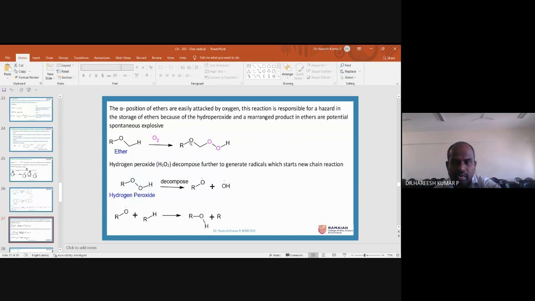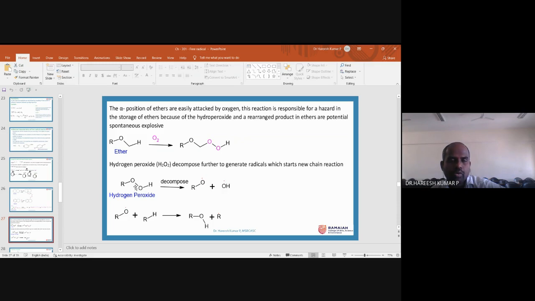What you can say is that, of course, this is an ether and this is a peroxide. Alpha-hydroxy ethoxy peroxide will be the product. And one more thing, the hydroperoxide decomposes further to generate a radical which starts a new reaction. So this is a hydroperoxide, ROOH. If R is equal to hydrogen, then it's hydrogen peroxide. If R is an alkyl group, then it's called alkyl hydroperoxide. If R is aryl, then it is aryl hydroperoxide.